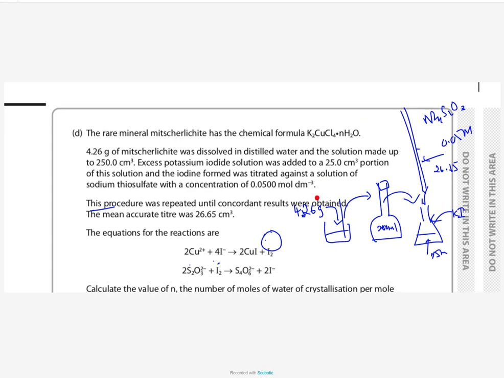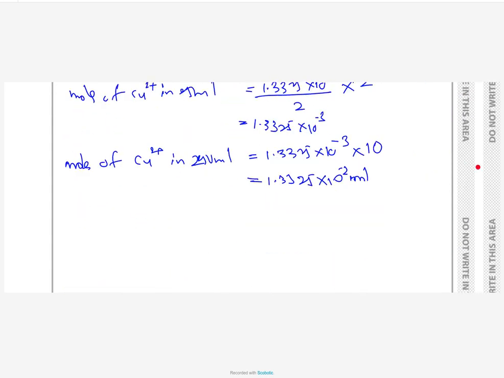Right? So how to find the mass of the mineral? The moles of copper 2+ is the moles of the mineral. So that moles multiplied by the molar mass of the mineral. What's the molar mass of the mineral? Moles times molar mass is the mass, right? Can someone tell me the molar mass of the mineral, please?